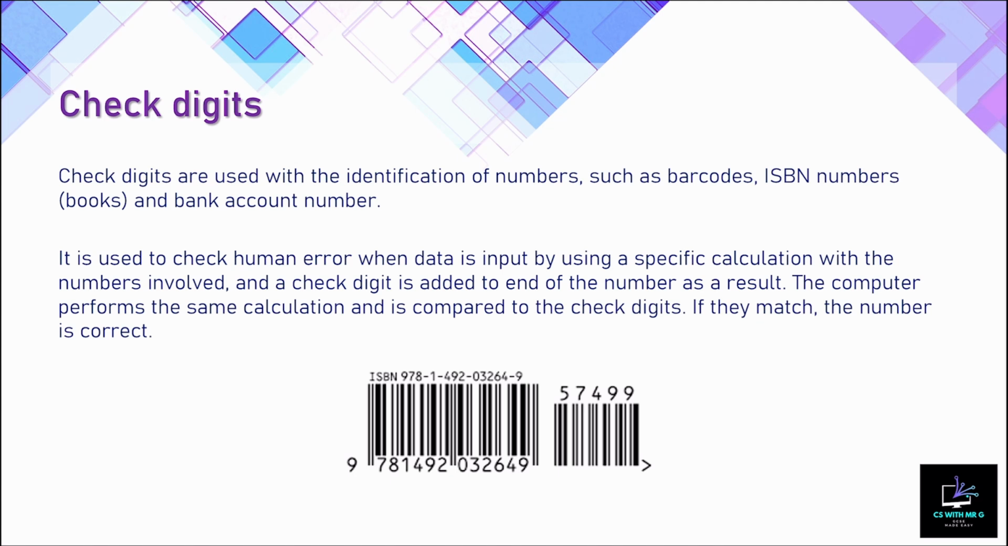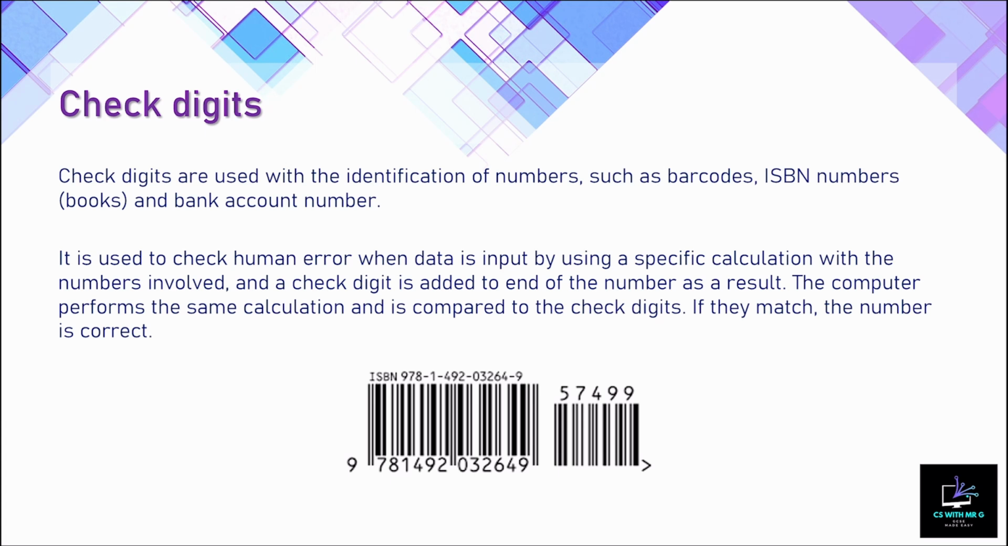Now, check digits work in the exact same way, but these are used to check when data is input to a system rather than sending it over the internet. And that's one of the biggest differences between the two. I often have students who get confused between the two. As long as you associate checksums with going over the internet, then you should be able to remember that check digits are used for data being input to a system.